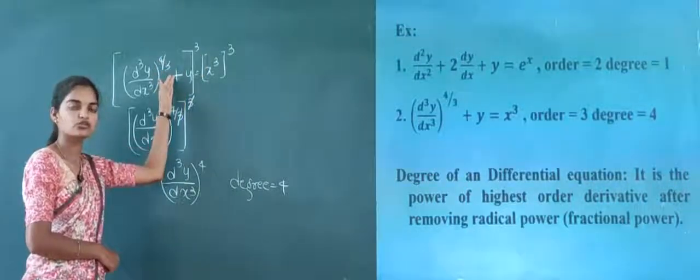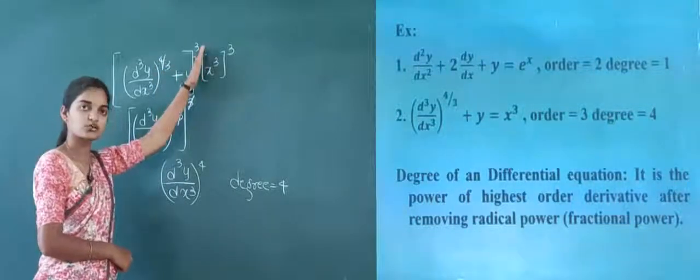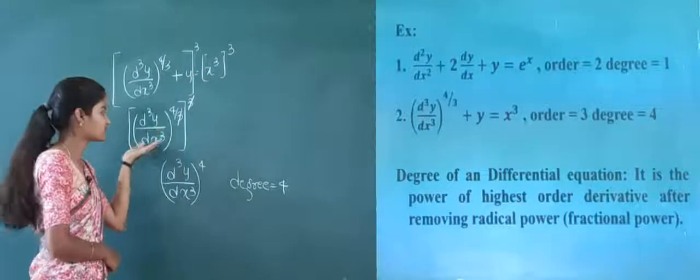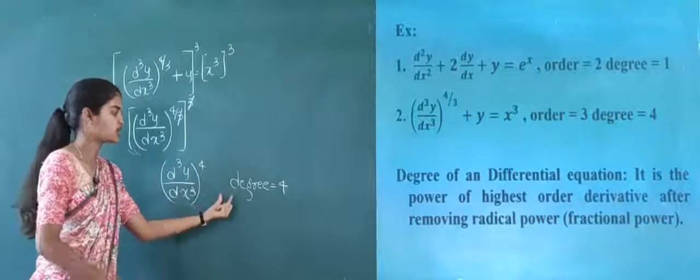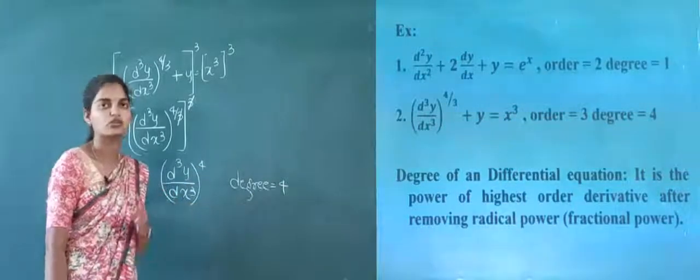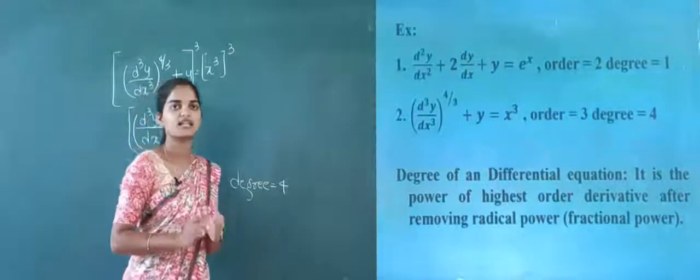If suppose 4/2 it is there, then you have to take squaring on both sides. Yes, after expanding you will get only a whole number, that is 4 we have got here. Therefore I can write here degree is equal to 4. So this is about degree.